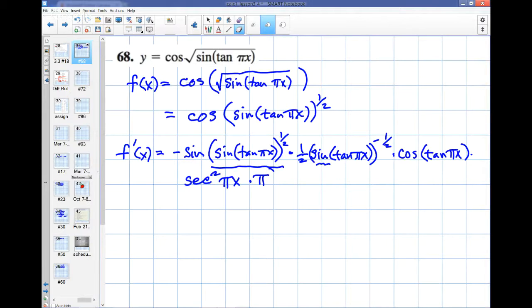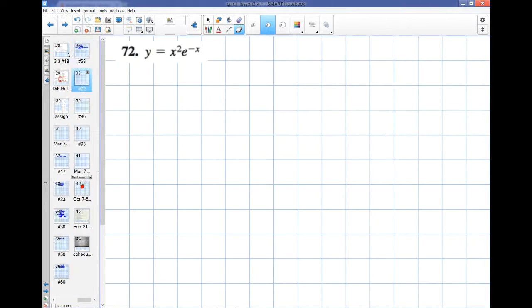Okay, the next one I found was number 72. So now we're going to get into, what do we do with these exponential guys? Overall, this has got to be a product rule, right? We've got x squared times e to the negative x. So let's first rewrite this with f of x equals x squared times e to the minus x.